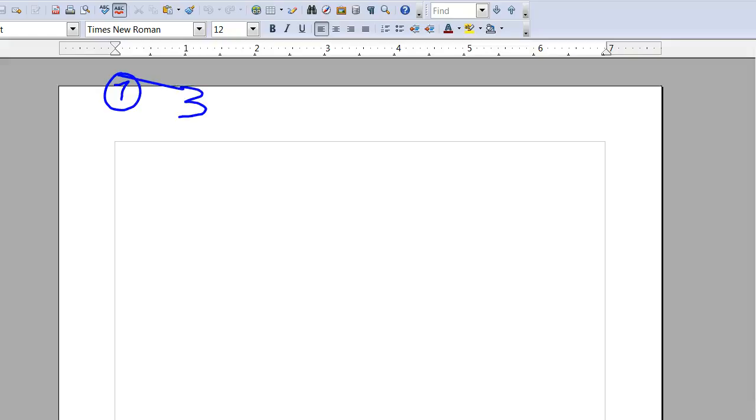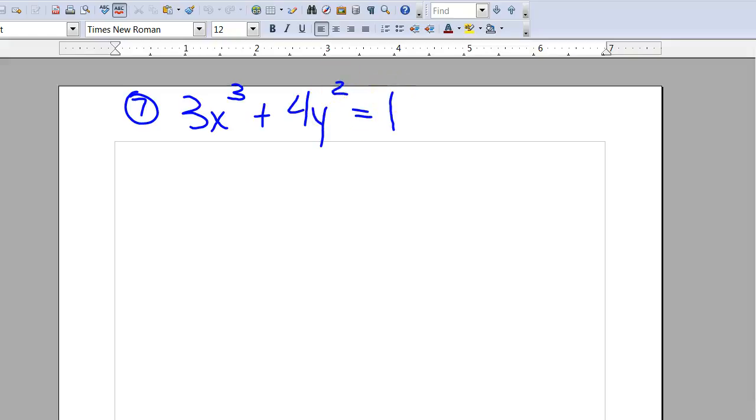Alright, can you read to me again? 3x to the third. Okay. Plus 4y squared equals 1. And then it should give you a point with these two, right? At negative 1, 1. Okay. So, they're asking for the second derivative at negative 1, 1. So we're going to do the two derivatives, and then we're going to plug in. Remember we talked about this before.